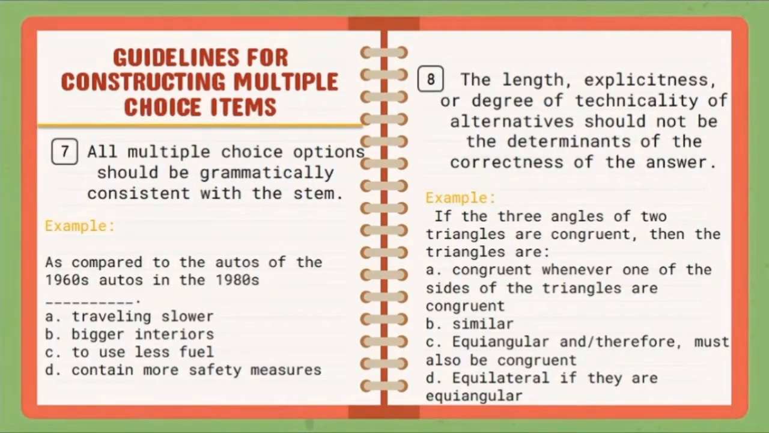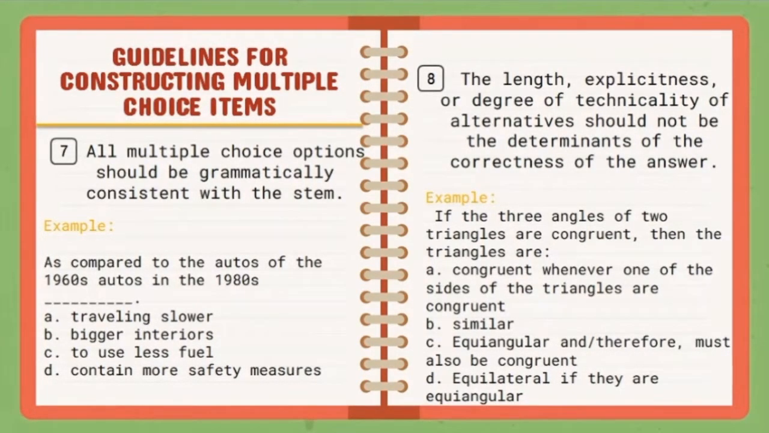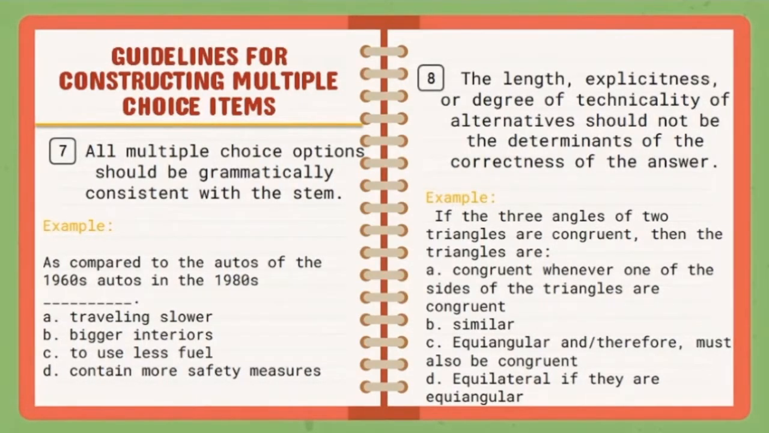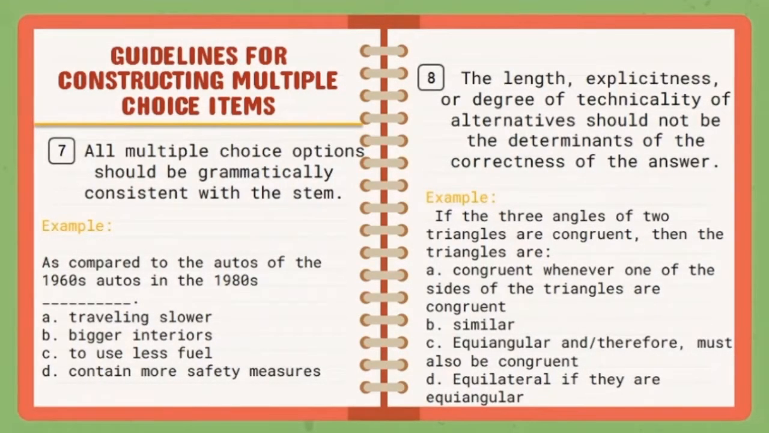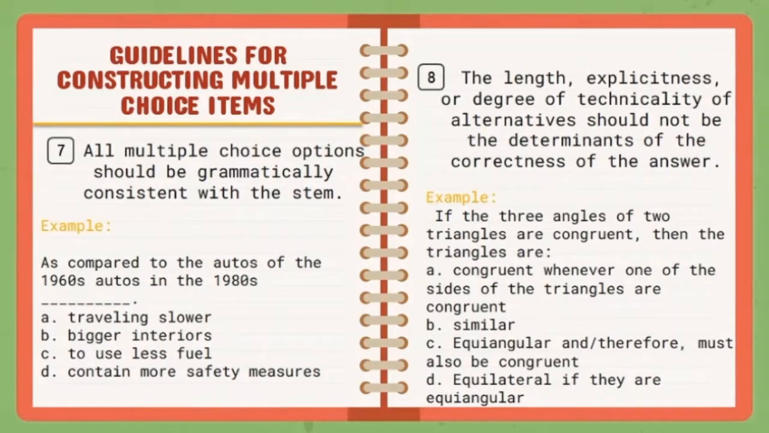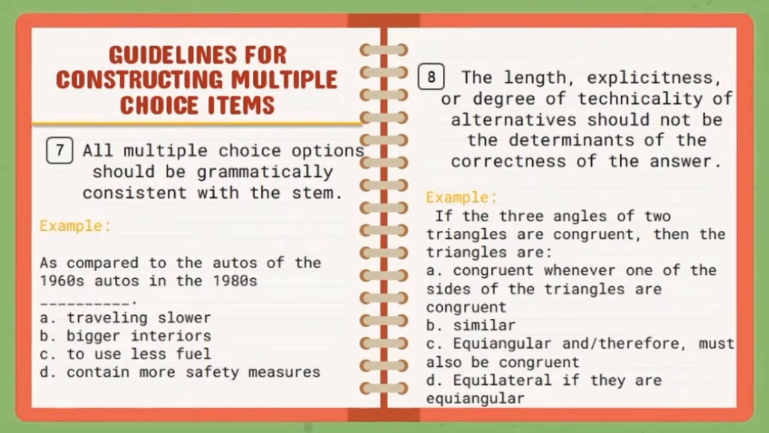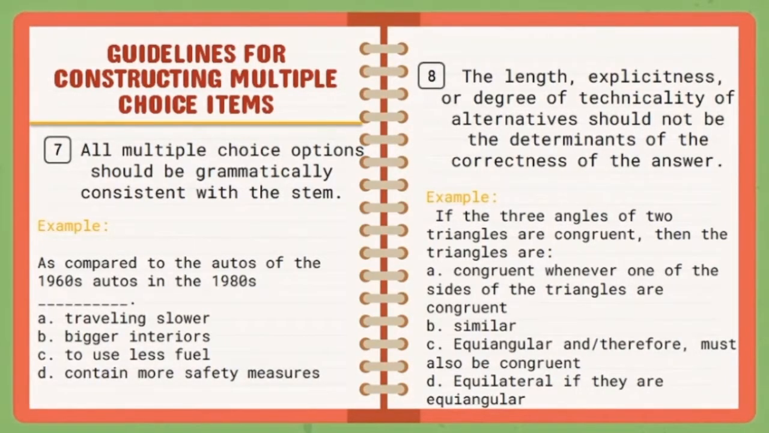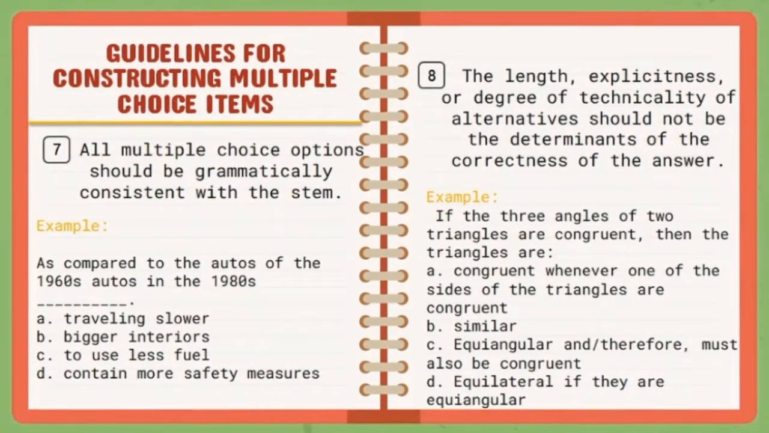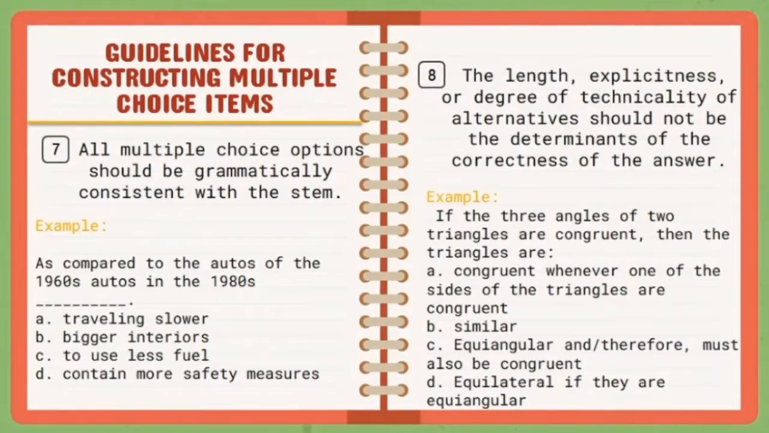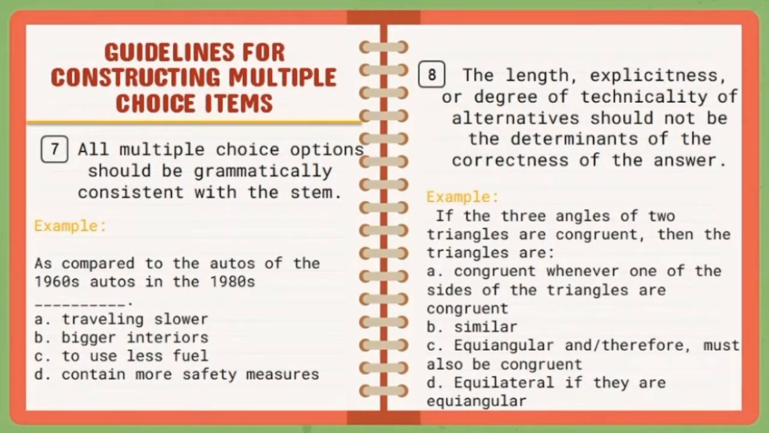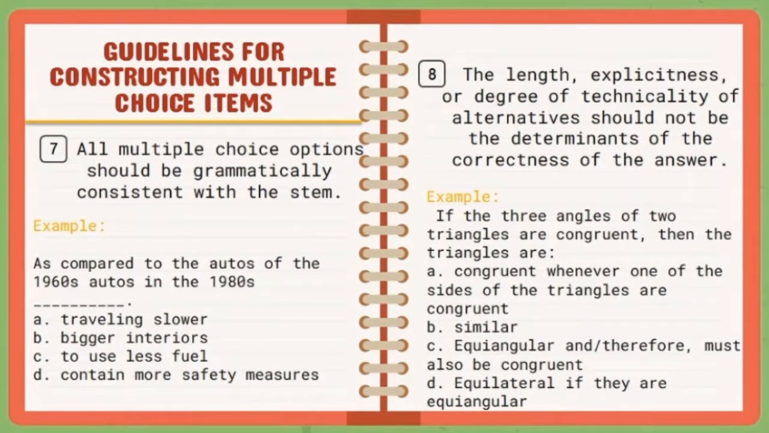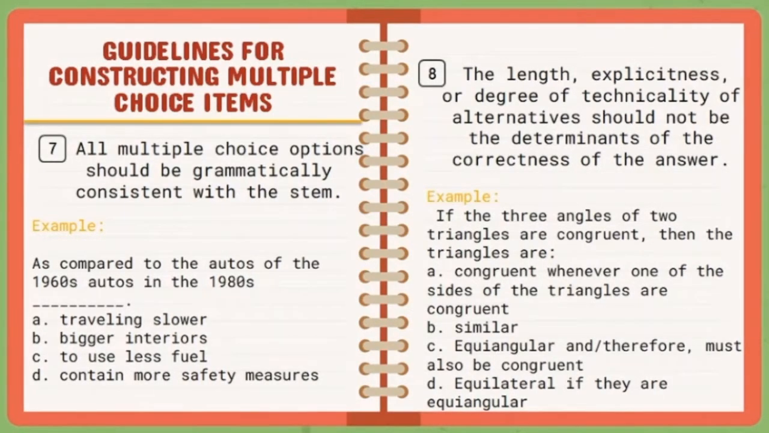In this example, it is very obvious that options A, B, and C are wrong for the language-smart because when added to the stem, the sentence is grammatically wrong. Letter D is the only option which, when connected to the stem, retains the grammatical accuracy of the sentence, thus obviously it is the correct answer.